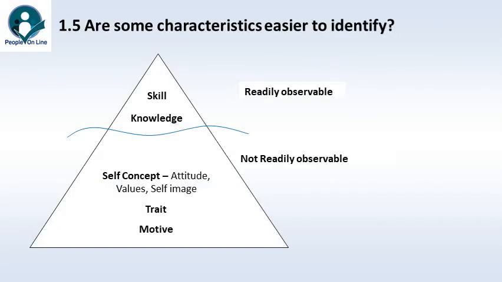Are some characteristics easier to identify? Well, we saw on a slide some time back that there are 5 elements that make up competency: skill, knowledge, self concept, trait, and motive. Now, this diagram tries to tell us that skill and knowledge are more readily observable, while self concept, trait, and motive are not so readily observable.